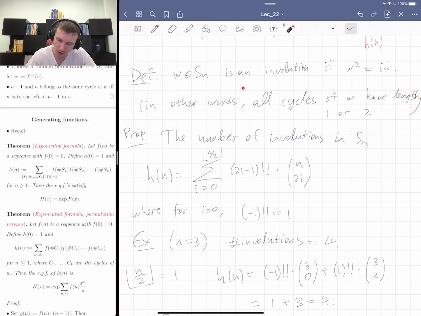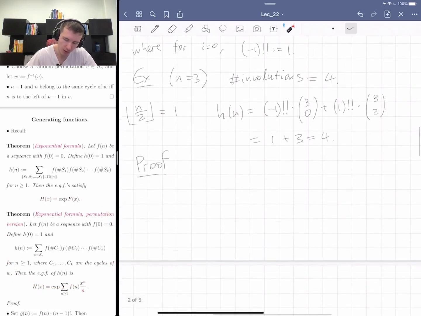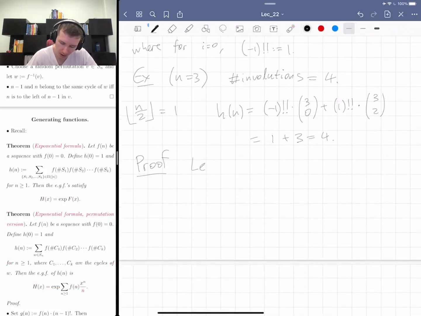You only want to allow cycles of length 1 and 2. Whenever you have a condition on the length of your cycles, that means you can apply this formula here. And in particular, let f of n be given by... maybe somebody can tell me what should I take for f of n? What number sequence should I take?